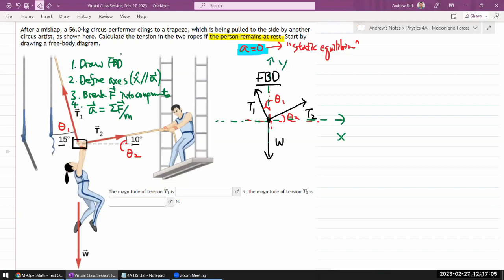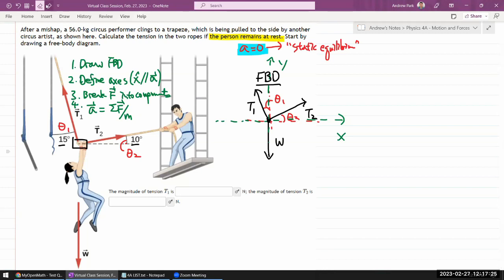That'll just reduce some of the headaches, and my gravity is already along the y direction, so I think it will be good. So with those axes, that was step number two. Now it's time to break force into components. My gravity is already in the y direction entirely, so that's good. I don't have to break anything down there.